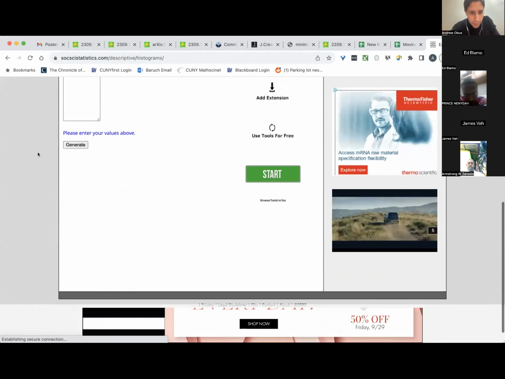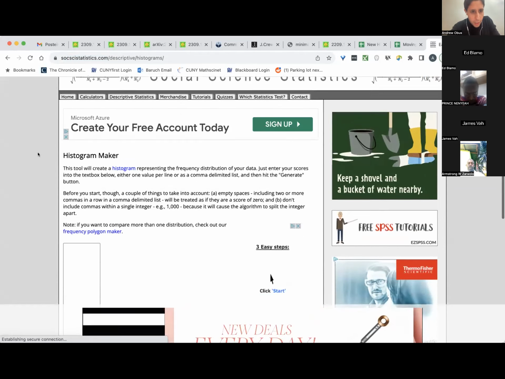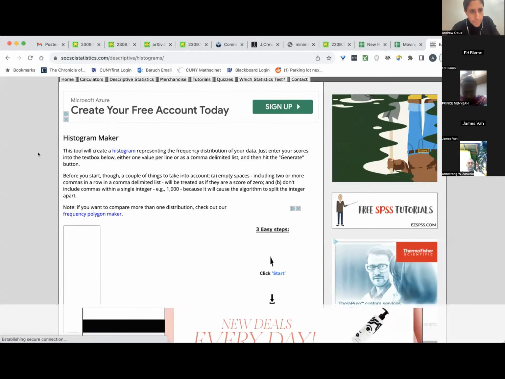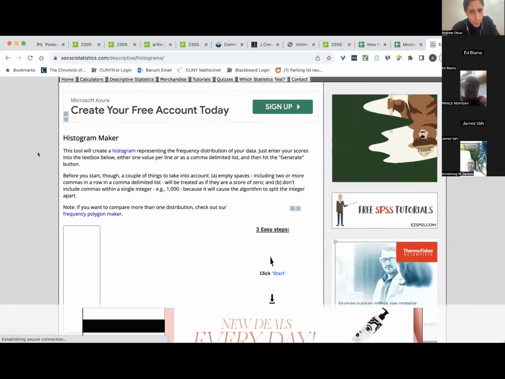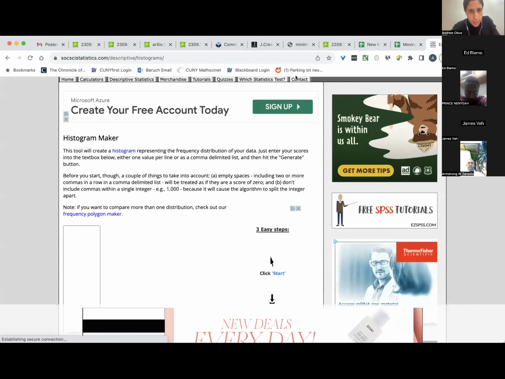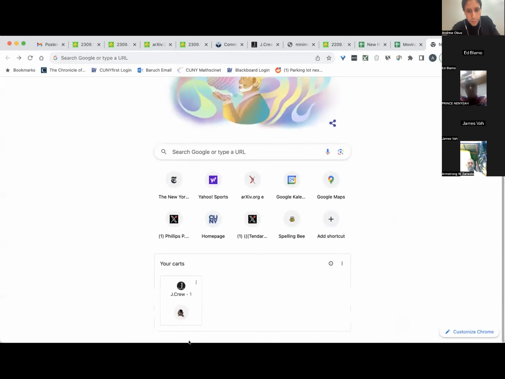This one doesn't do so well for ranges. So maybe let's try Excel instead for this one. Okay, so we're going to do this one using Excel. So here's my Microsoft Excel. I'm going to fire up Microsoft Excel.